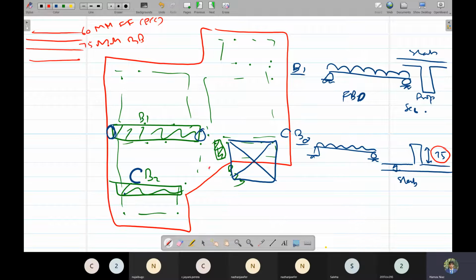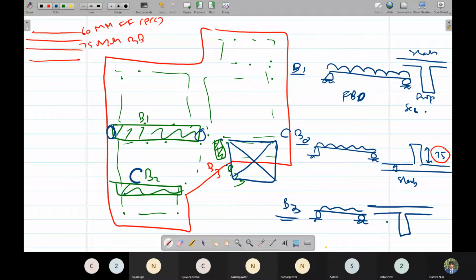Okay, and B3, this one. So B3, in front of stairs, we can simply provide a normal drop beam. No need to go for concealed beam here. We can simply provide a drop beam here. And again, it's lying on two walls. So it's a simply supported beam, and we can go for drop beam. Okay, so this is how we are going to show the beams' sections as well as their free body diagrams.